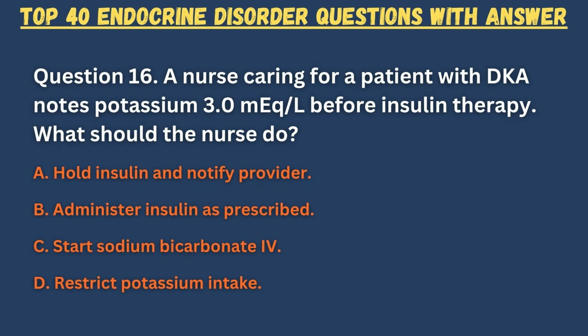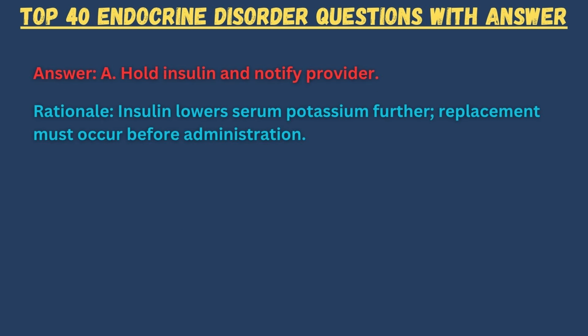Question 16. A nurse caring for a patient with DKA notes potassium 3.0 milliequivalent per liter before insulin therapy. What should the nurse do? A. Hold insulin and notify provider. B. Administer insulin as prescribed. C. Start sodium bicarbonate IV. D. Restrict potassium intake.